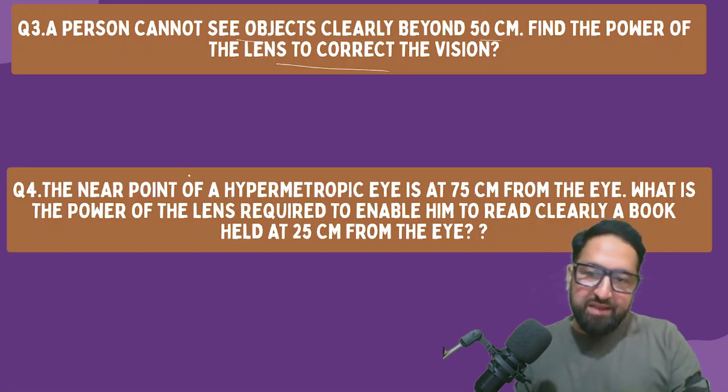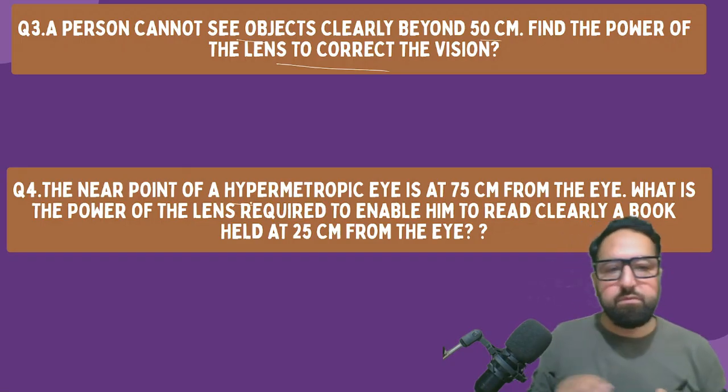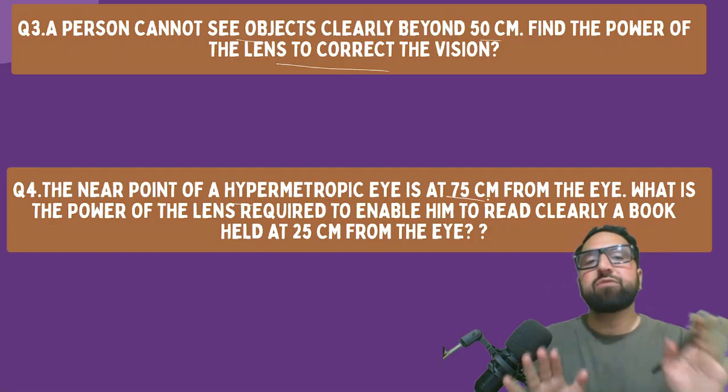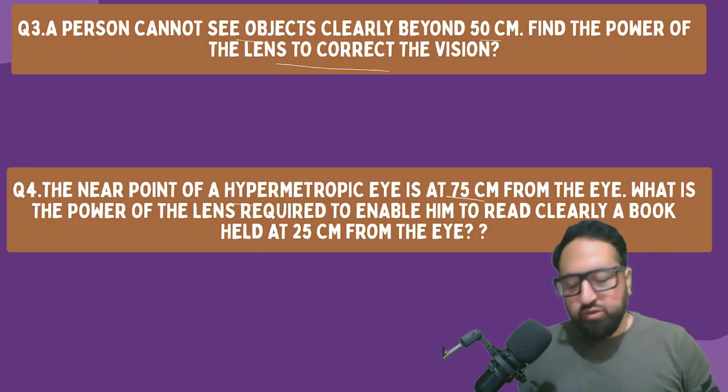Next question. Now in the next question, it is clearly written the near point of the hypermetropic eye is at 75 centimeters. So you don't need to worry about this. All right, so solve these questions.